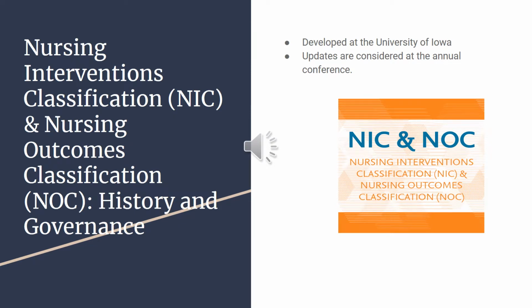Nursing interventions classification and nursing outcomes classification, history and governance. The nursing interventions, NIC, and the nursing outcomes, NOC, are two classification systems that work hand in hand. They were developed and are maintained by a research team at the University of Iowa. These are two classification systems that are meant to be used in all healthcare settings for the treatment of all patient types. The research team holds an annual conference where they take input for updates with publishing of new revisions happening every 4 years.